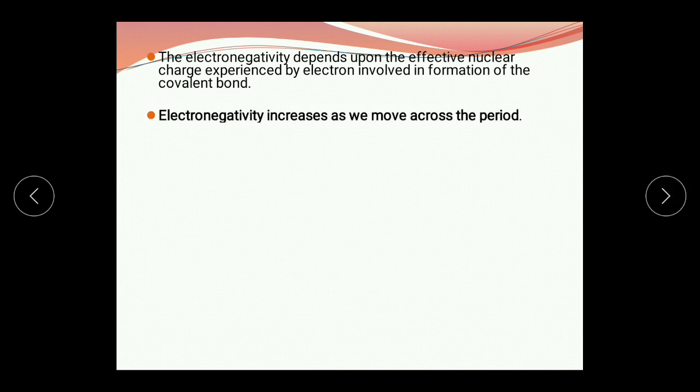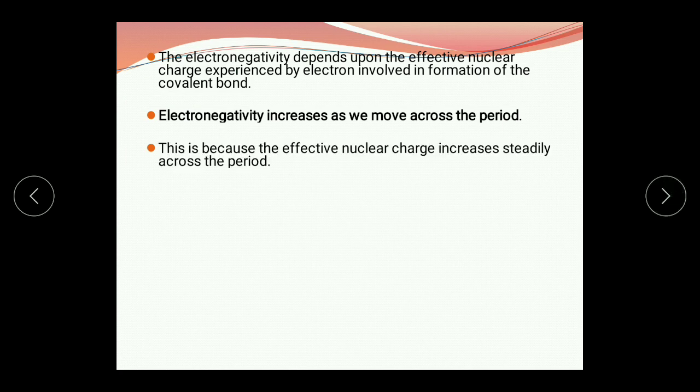Electronegativity increases as we move across the period, that is the trend. Why? This is because the effective nuclear charge increases steadily across the period. We have seen this property. As we move from left to right, effective nuclear charge increases, atomic radius decreases, and hence the tendency to attract the shared pair of electrons increases on moving across the period.